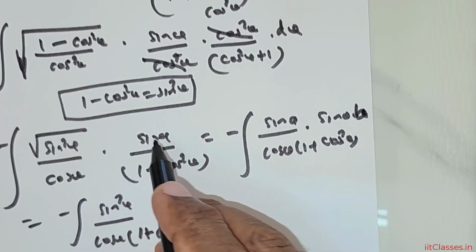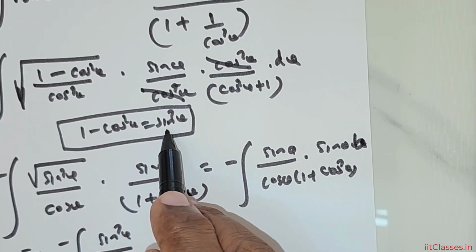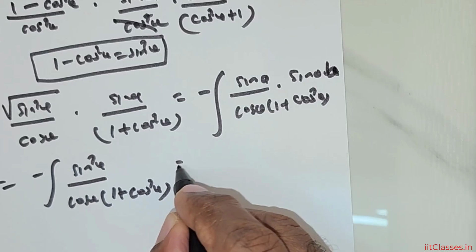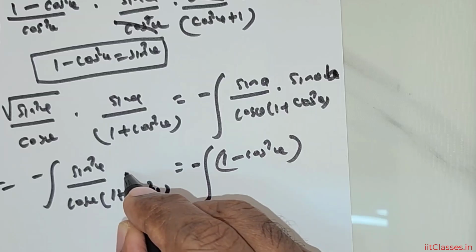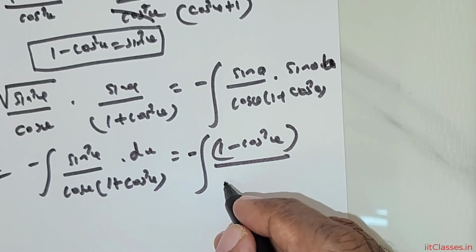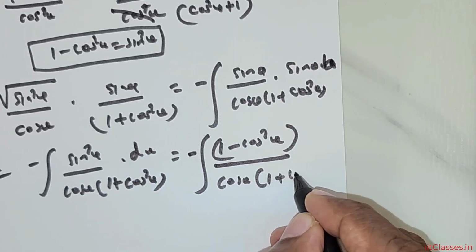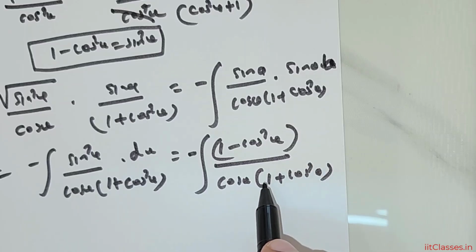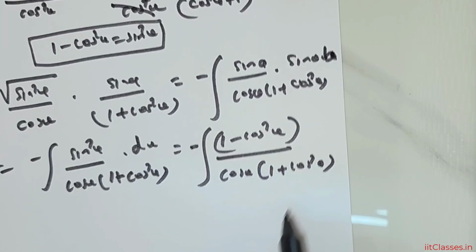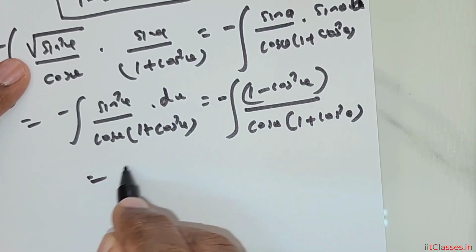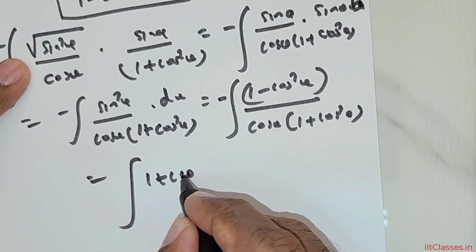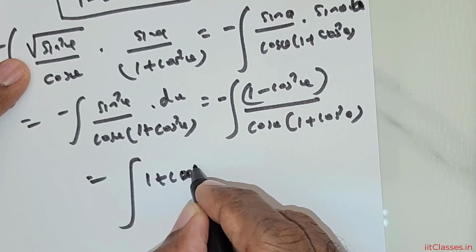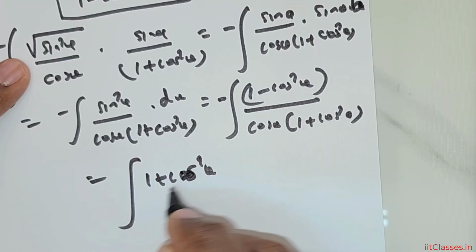Now, as I mentioned to you, we have this trigonometric identity for sin square theta. So move that in. So this is 1 minus cos square theta divided by cos theta times 1 plus cos square theta. Now I want to get rid of this cos square theta. So what I wish to do is I will actually write the quantity as 1 plus cos square theta.